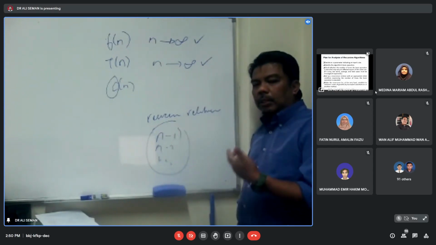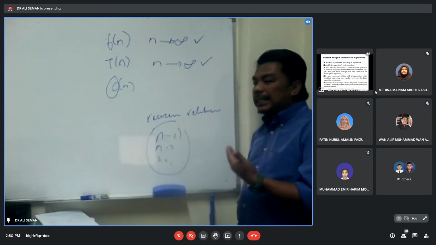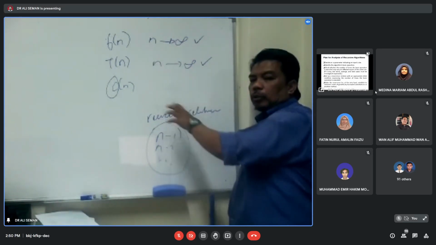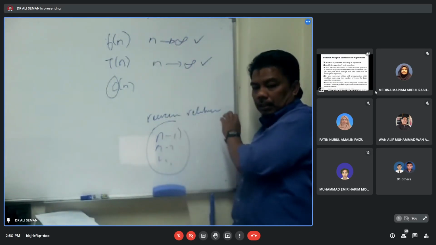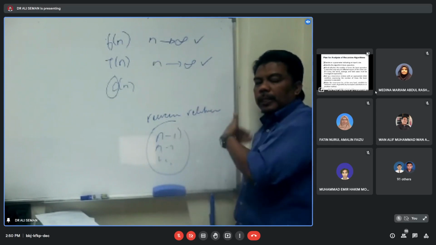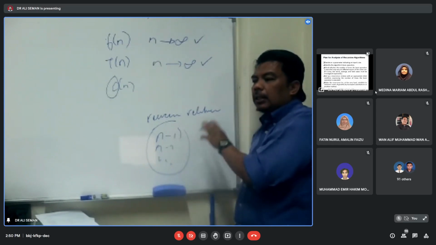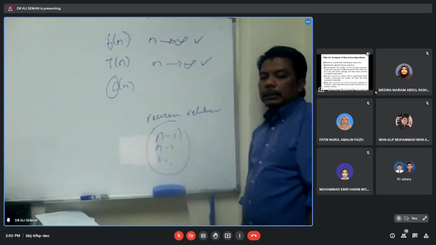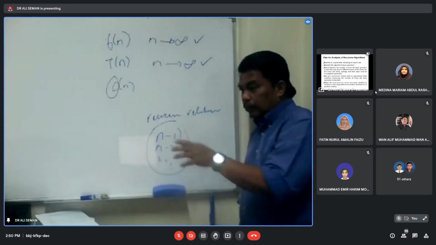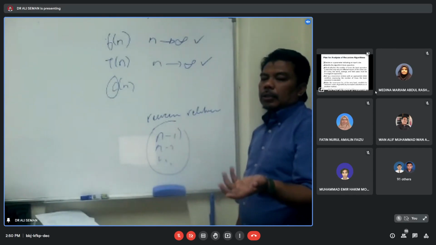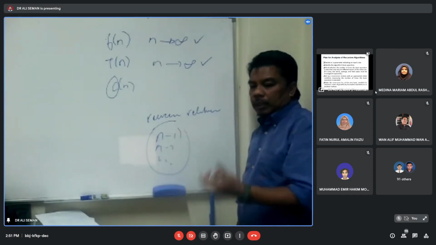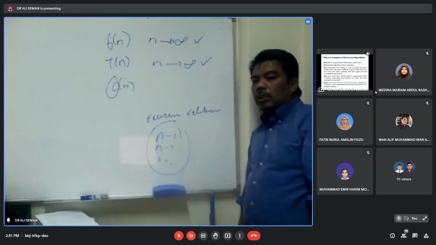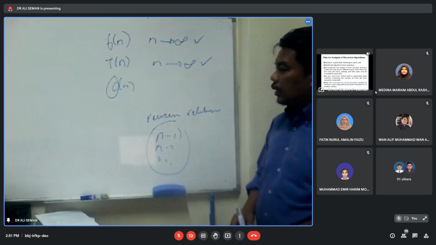And after that, we need to set up the recurrence. The recurrent form: we need to translate the repetition into a recurrence relation. After that, we solve based on that recurrence relation by using a method called the back substitution method. That is the difference from non-recursive: for non-recursive, we don't use the back substitution method, and for recursive, we need to use the back substitution method in order to do the analysis for a recursive algorithm.